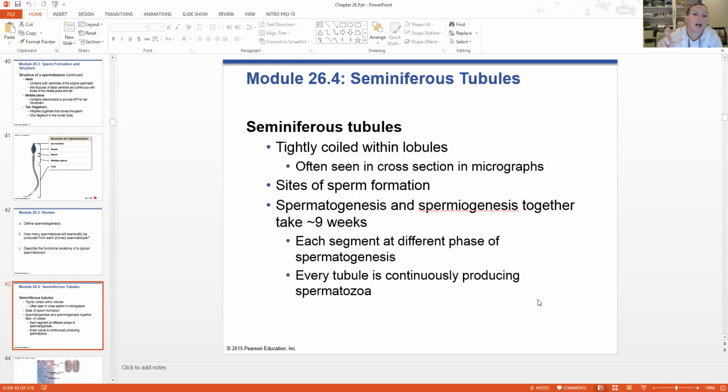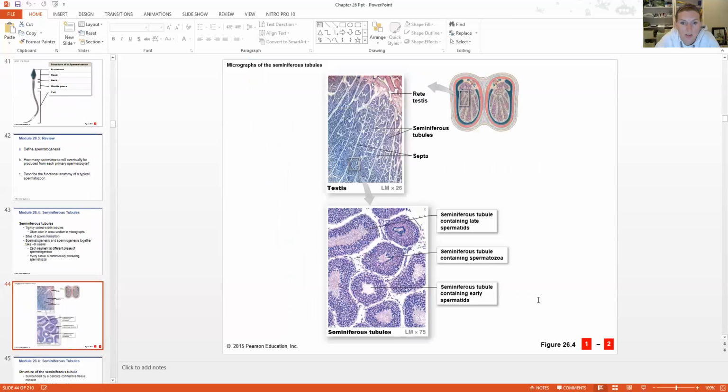So each segment of our seminiferous tubule is going to represent a different phase of spermatogenesis. Every tubule is continuously producing spermatozoa. Here you see those highly coiled tubes, and if you can imagine, these dark purple areas are the tubules themselves. The outer dark purple rim is where the spermatogonium are, and as those dark purple cells move closer and closer towards the light pink area in the middle, that's that process of mitosis and meiosis that's occurring. Those are different spermatocytes at different stages of their development. And then the pink stuff in the middle, those are the spermatozoa.